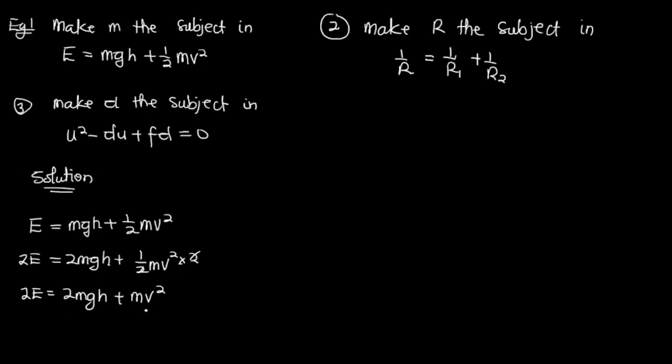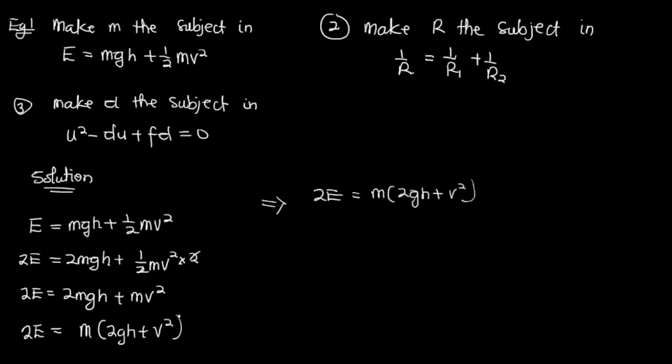Alright, so from here we can see that we have m common, so we can factor m out. So we have 2e is equal to, then I factor m out, I have m outside the bracket, into the bracket 2gh plus v squared. So if I multiply the m by the content in the bracket, I get 2mgh. If I multiply m by the v squared, I get mv squared. So from here I have 2e is equal to m(2gh plus v squared).